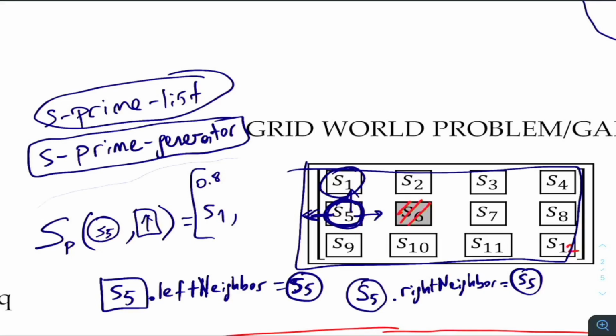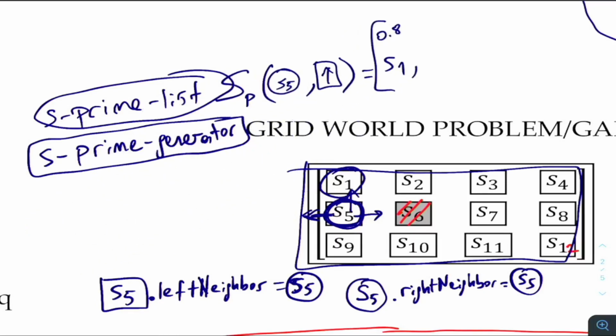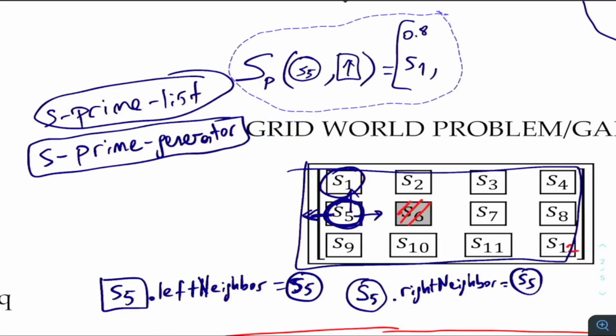Maybe let's do that. Okay, here, this is what I call S prime. This is the S prime generator. You give me one state and also one action, and I'm going to give you the states that you have the possibility of getting to.